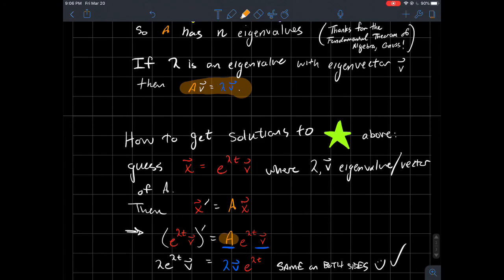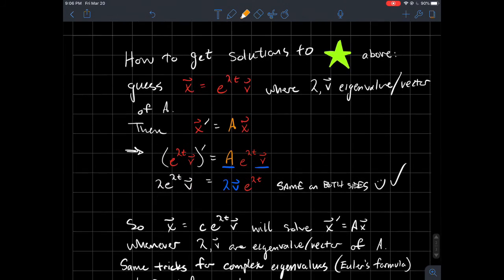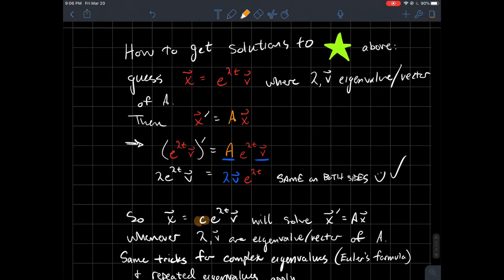Now why did I do that? It's because I'm trying to show you that when you plug in e to the lambda t times v, you end up getting the same thing on both sides. In other words, you verified that it makes the equation true, and that's what it means to be a solution to the equation. So what do we have? Any multiple of e to the lambda t times v is going to solve that system of differential equations whenever lambda and v are an eigenvalue and eigenvector of A, respectively.